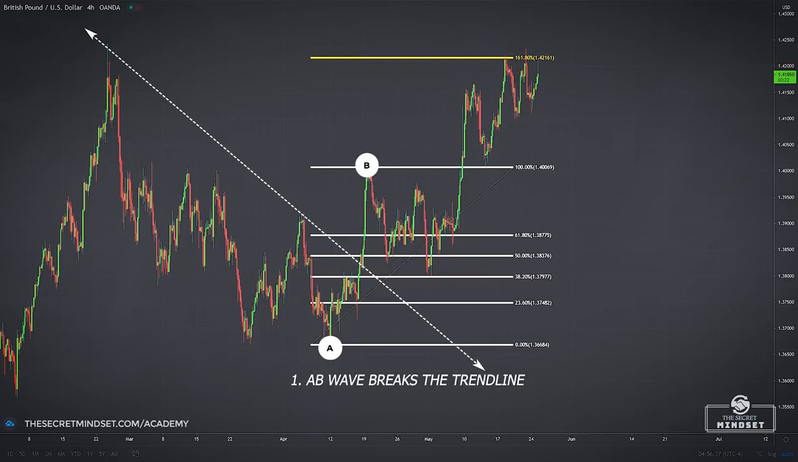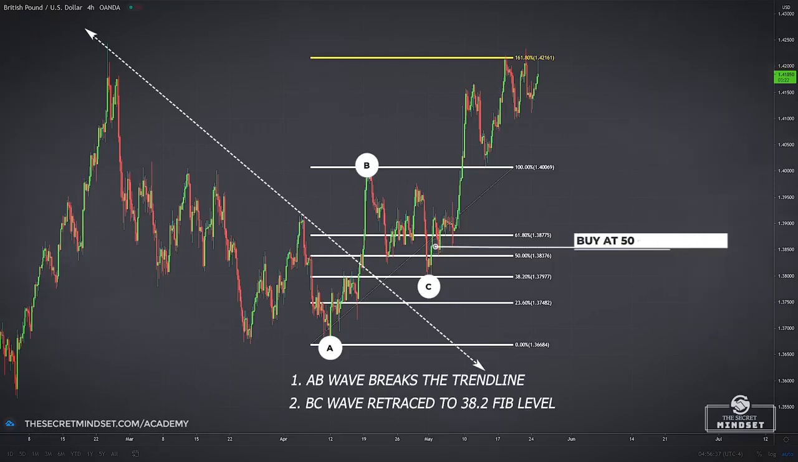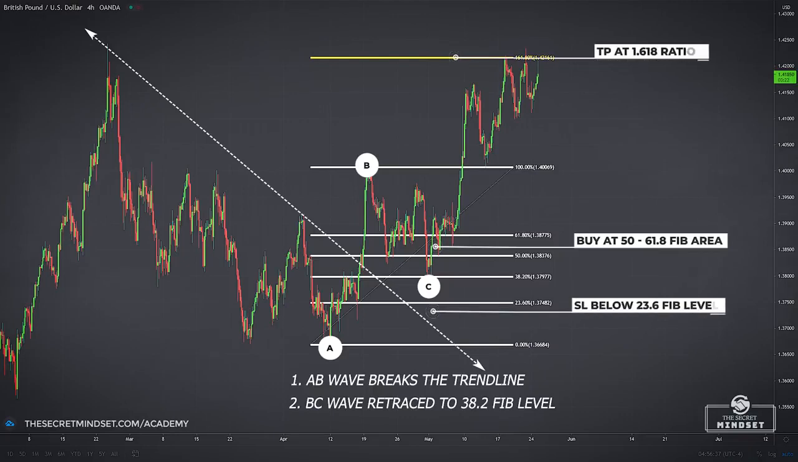So we apply the Fib retracement. Remember, the other way around, from point B to point A. Point C indicates the pullback, in this case to the 38.2 level, which is a valid condition. If price stalls and rejects the level, you could switch to a lower time frame to time your entry. My preference is to enter the trade around the 50% Fib level, with a stop loss below the 23.6 level and targeting the 1.618 ratio.